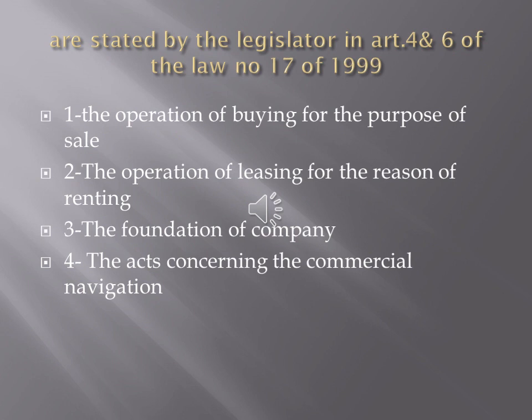As we mentioned, the Unilateral Commercial Acts are stated by the legislator in Articles 4, 5, and 6 of Law number 17 of 1999 related to trade in Egypt. Article 4 treats, number 1, the buying of movables for the purpose of sale; number 2, the renting of movables in order to re-rent them; and at last, the procedures of foundation of companies in Egypt. Article number 6 treats all the acts concerning commercial navigation in Egypt.